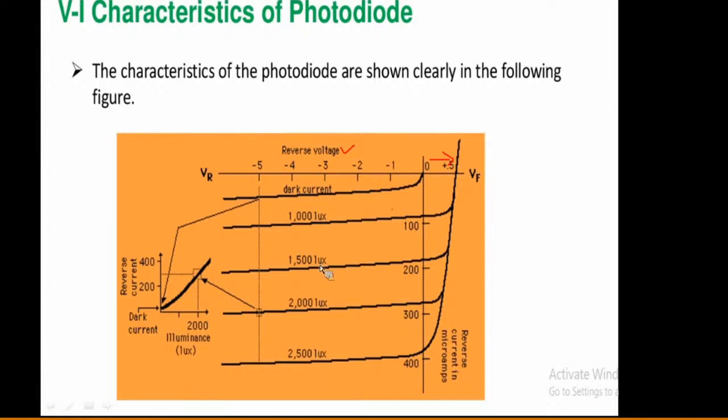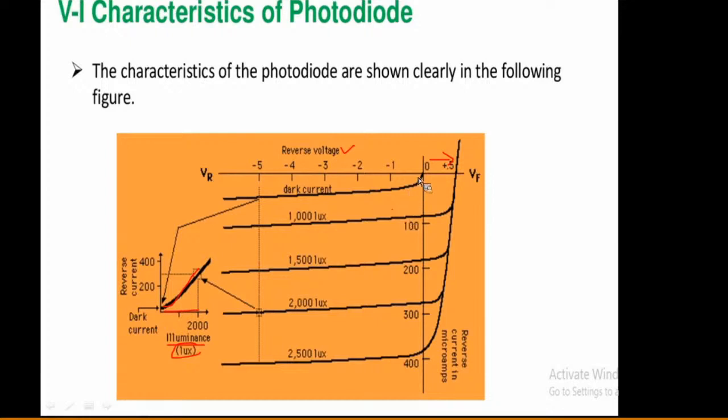It is 1000 lux, 1500 lux, and 2000 lux. That means how much light you are applying on the PN junction. That is the illuminance, which you measure in lux. If you are increasing the illuminance, now a photodiode is basically a PN junction diode, so the basic characteristics look like this only.